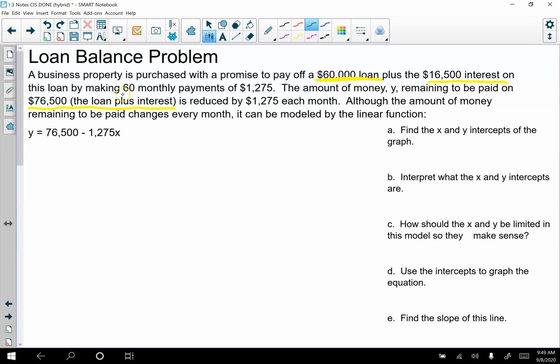And you're going to make 60 monthly payments of $1,275 each. The amount of money y remaining to be paid on this loan is reduced by this much each month.